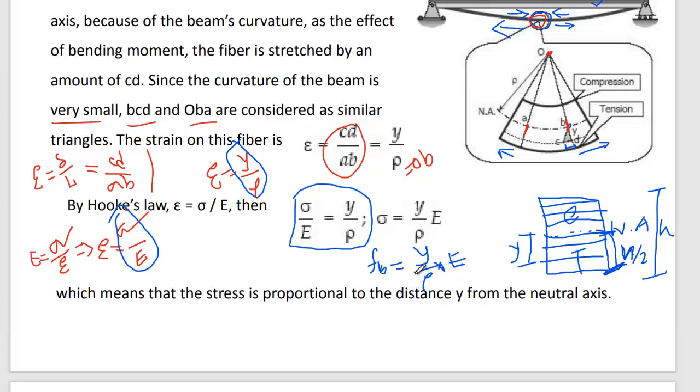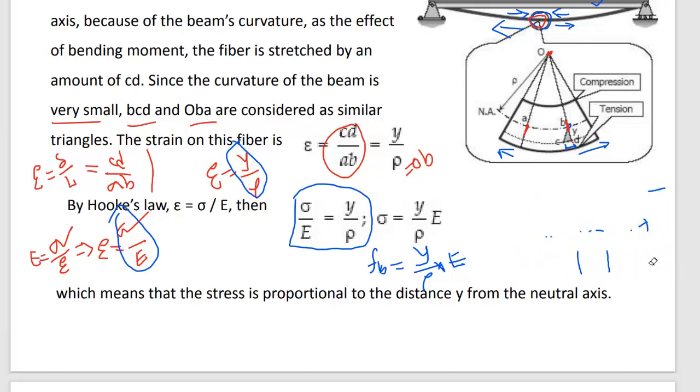Now, which value controls the FB or the flexural stress? Which value controls it? Yes, sir, Y. So if I increase Y, what is the situation? Flexural stress also increases. Very good. You should take nanoseconds to answer this. So if I increase Y, the flexural stress also increases. If I decrease, flexural stress decreases. So this is the proof of the relationship between the Y fiber distance and the flexural stress. That will help us to draw the diagram.